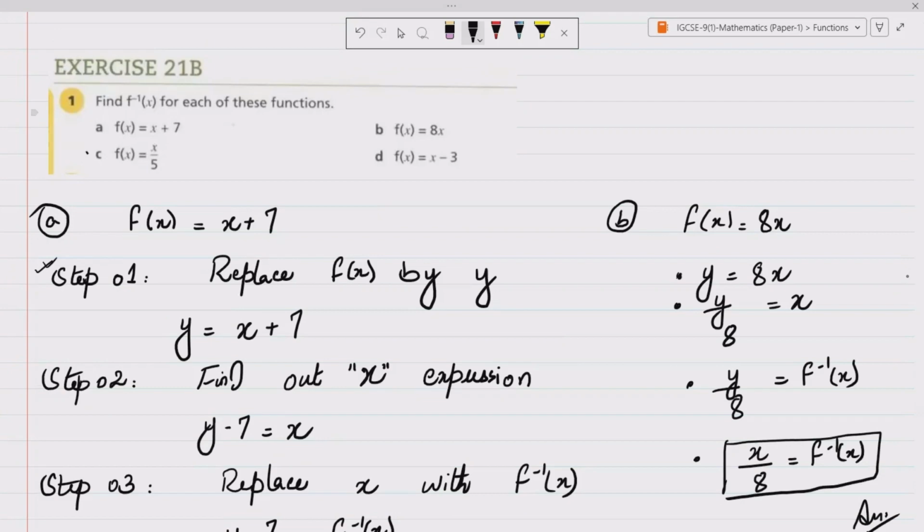Parts C and D are really easy and similar to parts A and B. Try them out yourself.